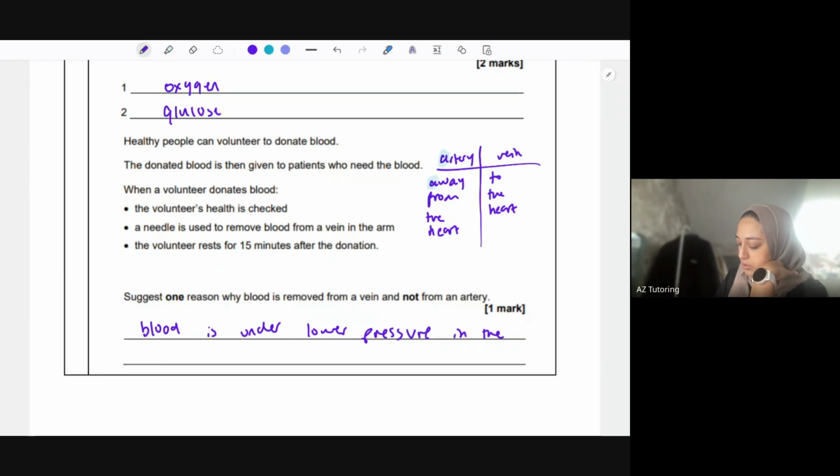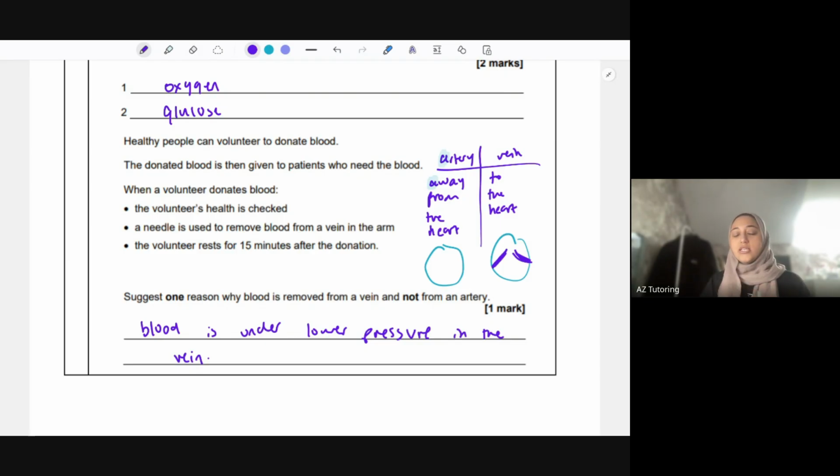in the vein. Another reason why you can remember that as well, which you need to know, remember the veins have valves inside. If I just draw both these, arteries don't have valves inside, but the vein does have a valve inside. The reason why the vein has a valve inside is to keep that blood going in one direction.